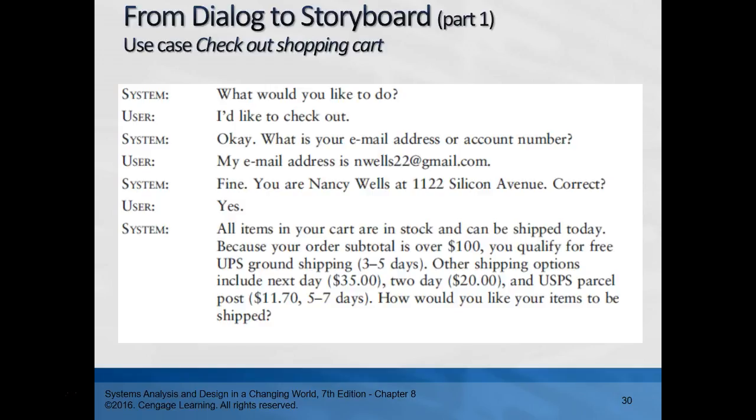So then the system goes, well, everything you decided to order is in stock. We can ship it today. Because your order is over a certain amount, we're going to ship it for free. Now that free shipping is the slow model, so you might want to speed it up a little bit. And so you can look at different shipping options. Now, how would you like your items to be shipped?